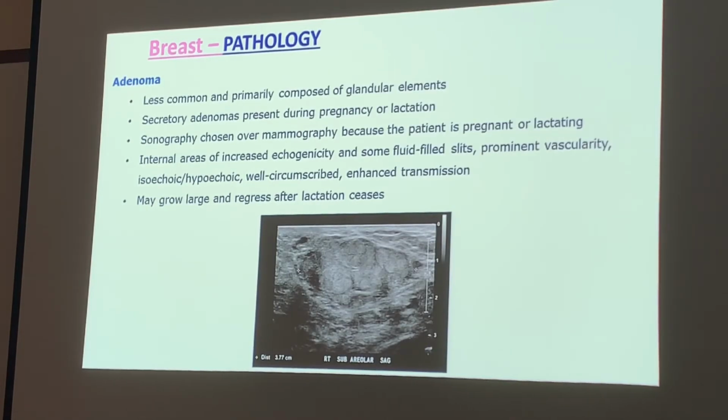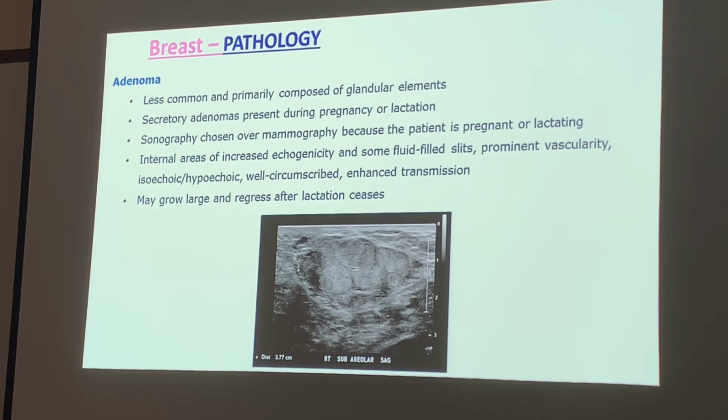An adenoma, less common than a fibroadenoma, is primarily composed of the glandular elements in the mammary layer. Secretory adenomas are present during pregnancy and lactation. Sonography is chosen over mammography because the patient is pregnant or lactating, meaning they don't want to give that person radiation. And you don't want to give a pregnant person radiation.